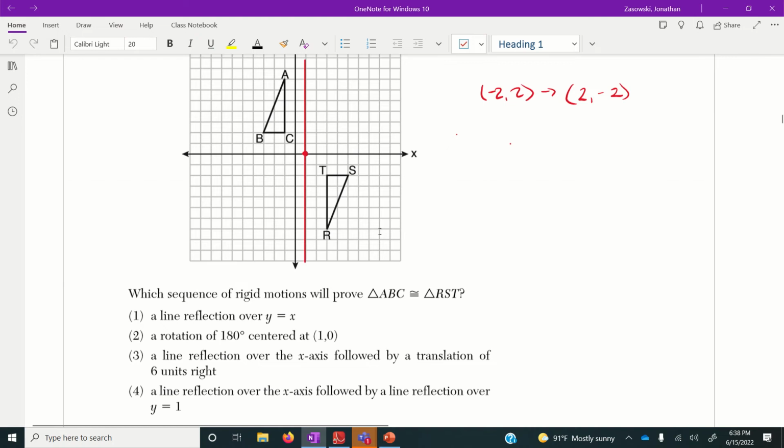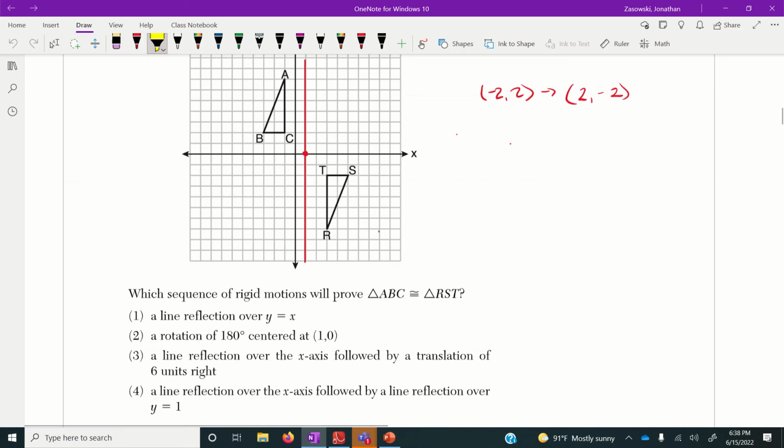So that's why we know the answer to that one is going to be that guy right there. Now we can go through and eliminate the other ones.